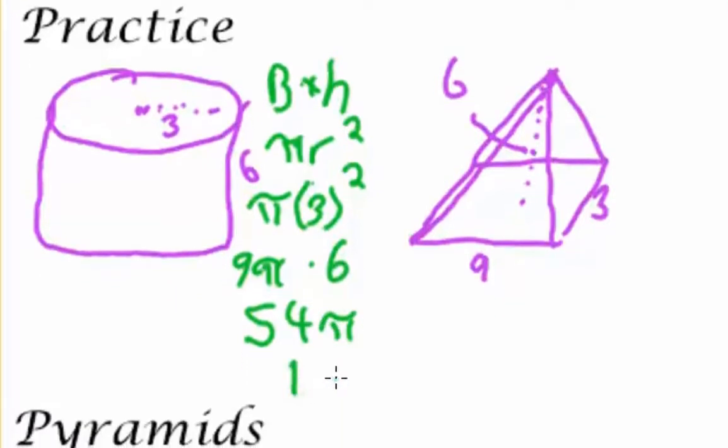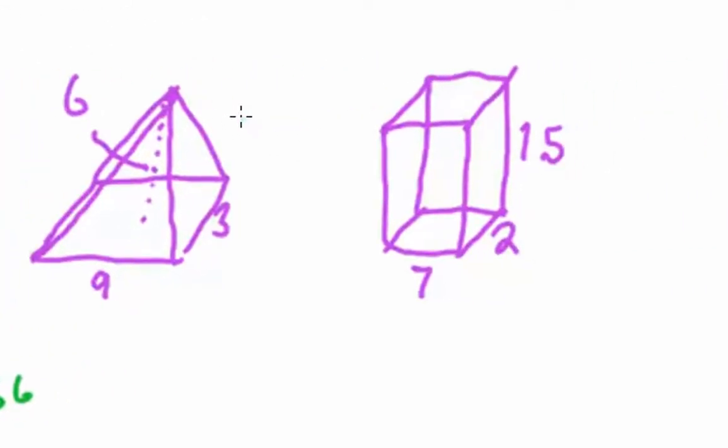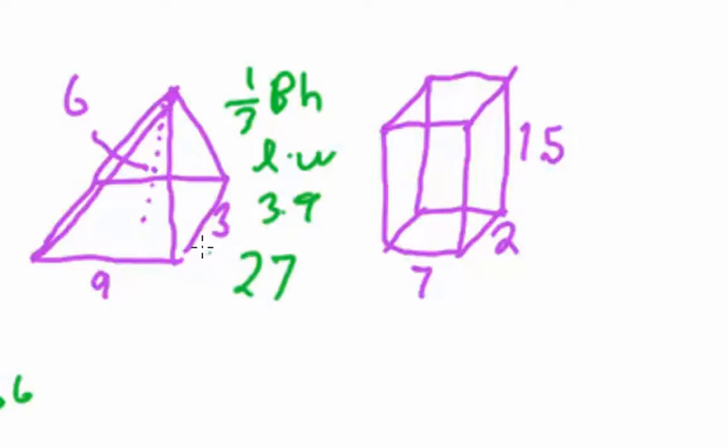Now I can leave my answer in terms of pi and say 54 pi, or multiply it out and get an answer of 169.56. With the second figure, I have a rectangular pyramid. So now I have to apply the pyramid formula for volume, 1/3 base times height, and think that my base rectangle is going to have an area of length times width. So I'll input 9 as the length and 3 as the width.